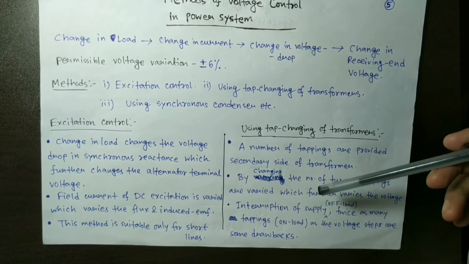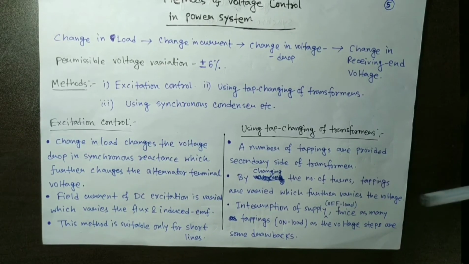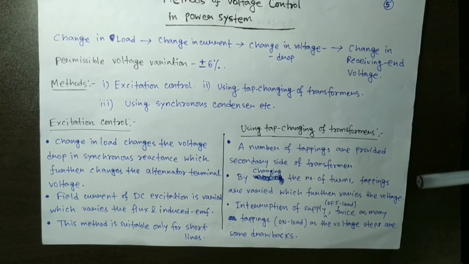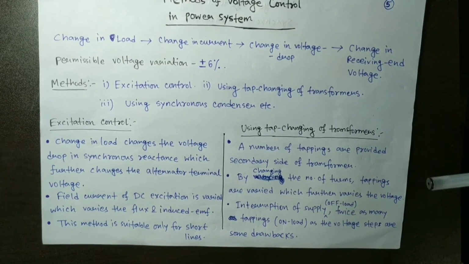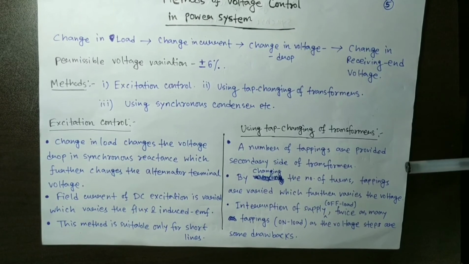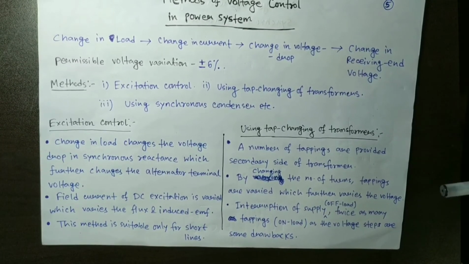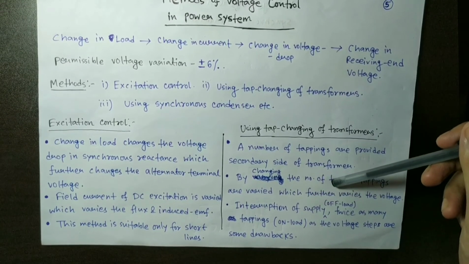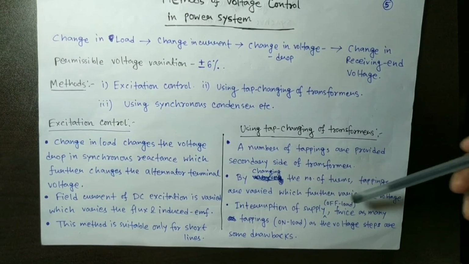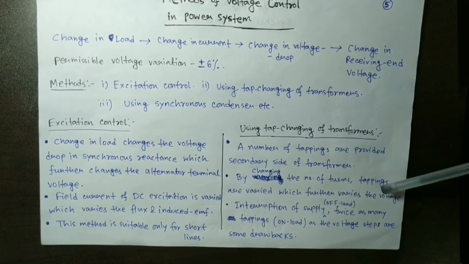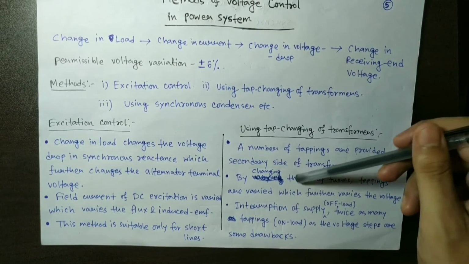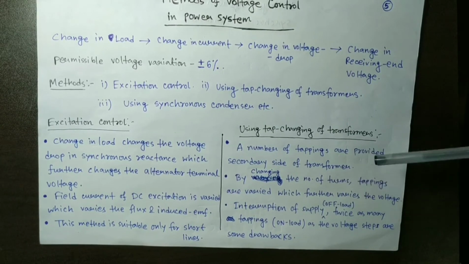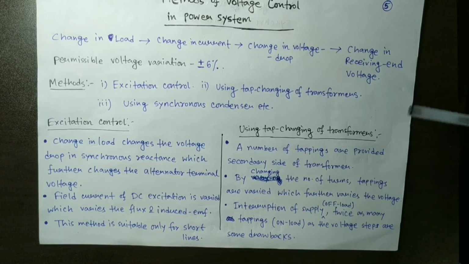So for example, if your load is increased, then definitely the voltage at the receiving end side will be decreased. So then what we will do is make the tap changing in such a way that the transformer provides a larger voltage. By tap changing, what I want to say is, by changing the number of turns, tappings are varied, which further varies the voltage, because by varying the tap changing, you are changing the number of turns of the transformer, and if you change the number of turns, definitely the transformer voltage will be varied.